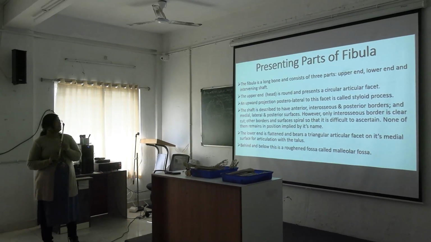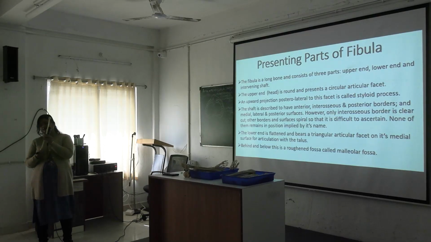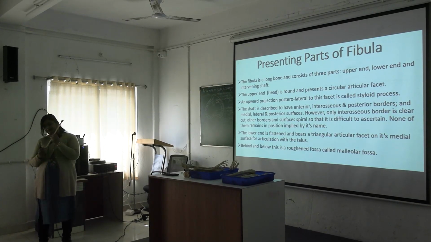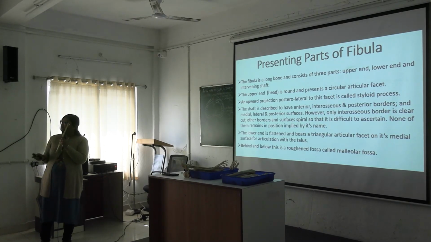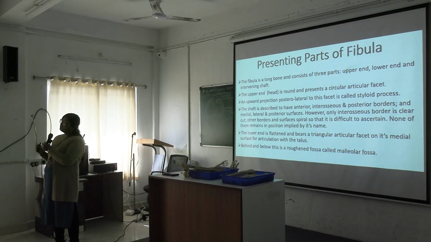Okay, so the lower end of the fibula is flattened. See, this is the lower end, it is flattened anteroposteriorly and bears a triangular articular facet on its medial surface for articulation with the talus. This triangular articular facet articulates with the talus, and behind and below this is a roughened fossa called the malleolar fossa. This depression you can see behind and below this triangular facet, this is known as the malleolar fossa. So the malleolar fossa will be behind and below this triangular facet.